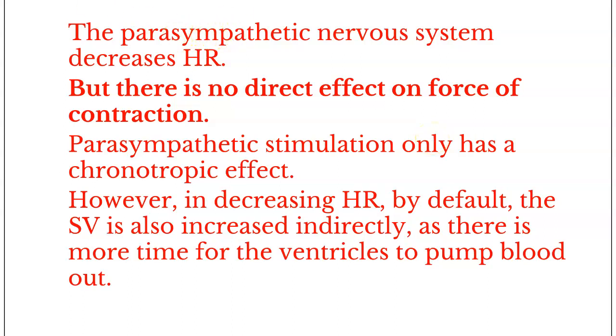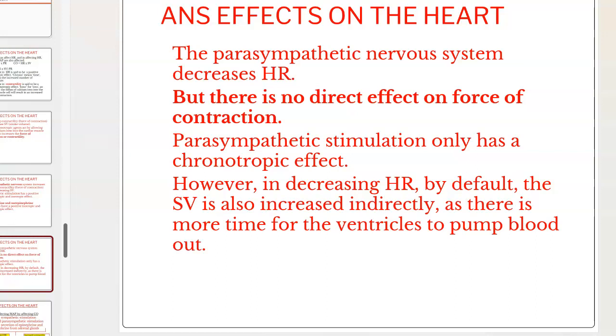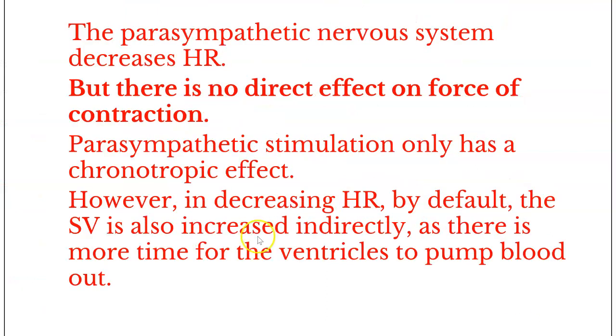On the other hand, the parasympathetic nervous system is going to decrease heart rate. So that is a negative chronotropic effect. There is no direct effect on force of contraction. Parasympathetic stimulation only has a chronotropic effect. It has no inotropic effect. In other words, it doesn't affect stroke volume.